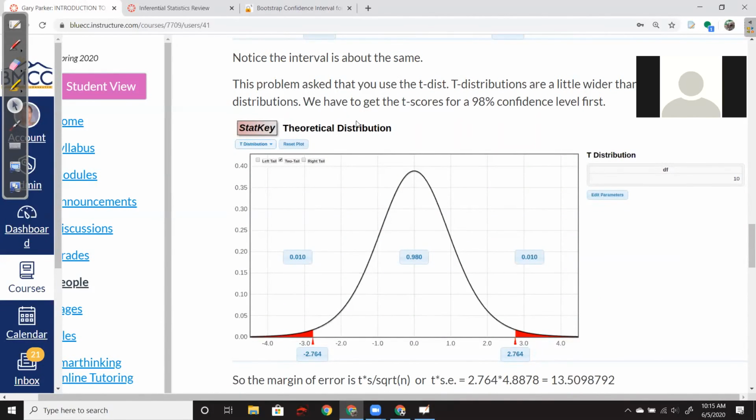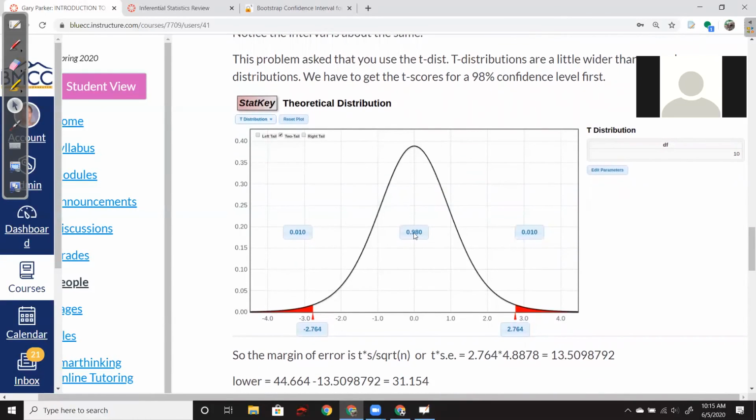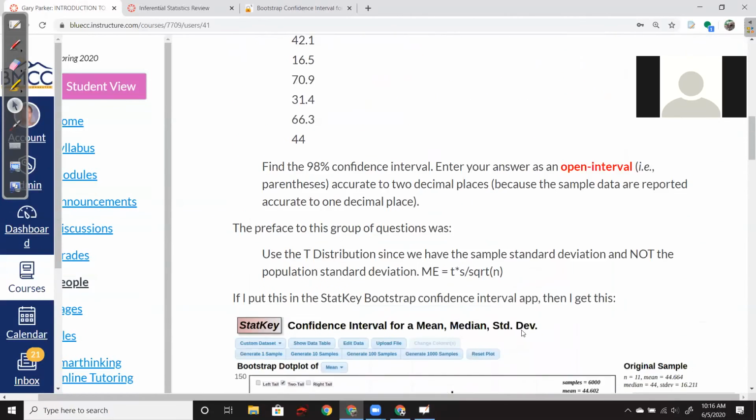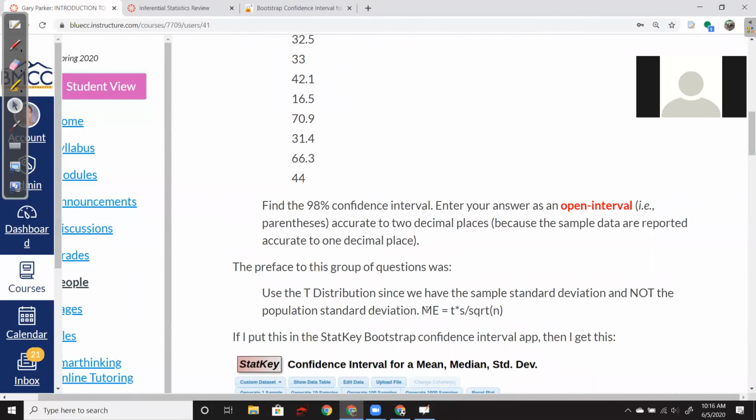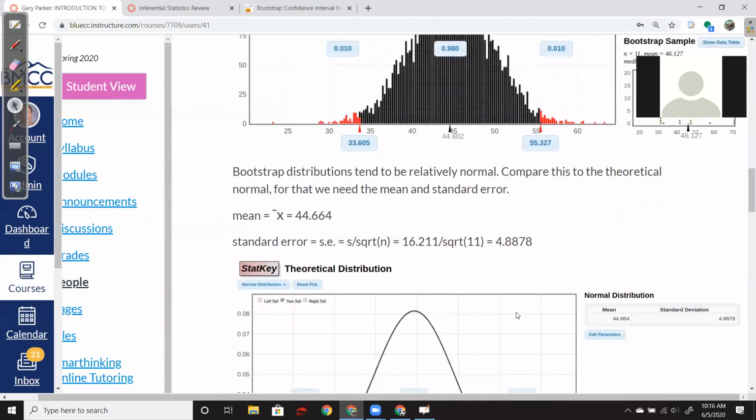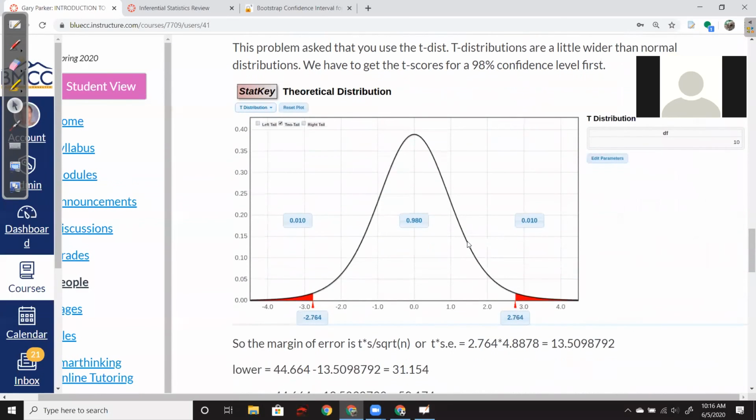So I went to the StatKey theoretical distribution t. I'll show you that in a sec. And I plugged in my 98% confidence level, and StatKey says, oh, the right t-score to use here would be 2.764. Then according to the central limit theorem and that margin of error formula that was given at the beginning of the problem, to get the margin of error, I take the appropriate t-score from the confidence level, multiply by the sample standard deviation, and then divide by the square root of the sample size. So once I put all that together from my t-dist, I get a margin of error of about 13.5.